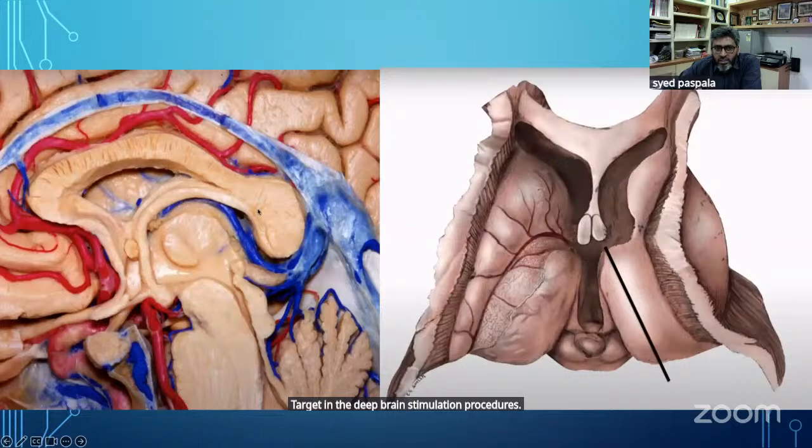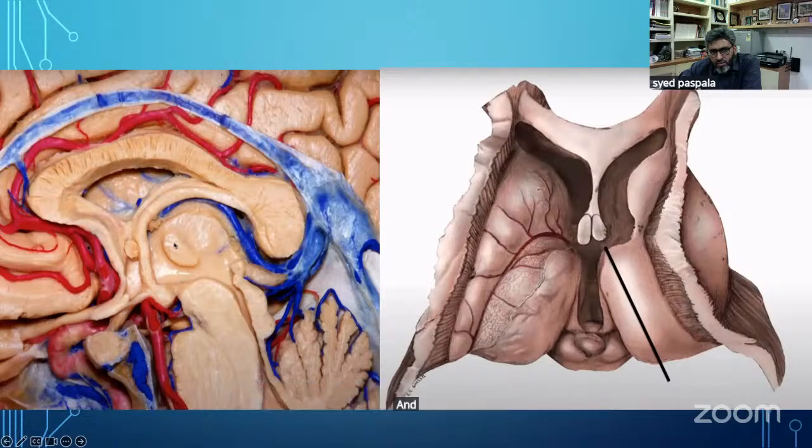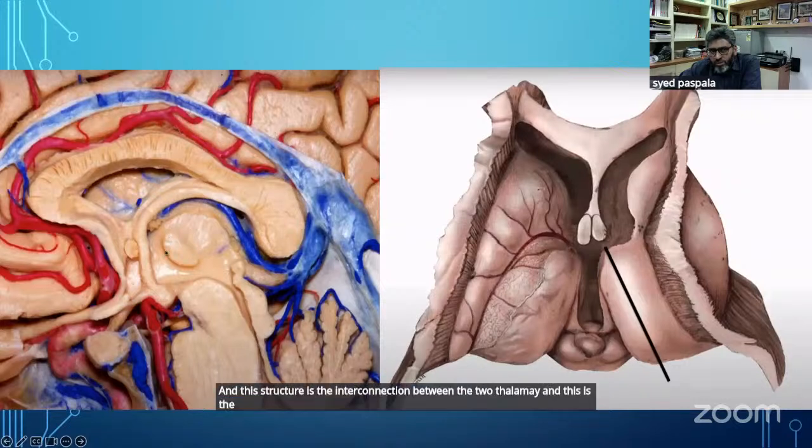And this is again a sagittal section of the brain. This is the corpus callosum, the genu and the splenium. This is the lateral ventricle. These are the fornices. And this is the thalamus here. And this structure is the interconnection between the two thalami. And this is the massa intermedia.